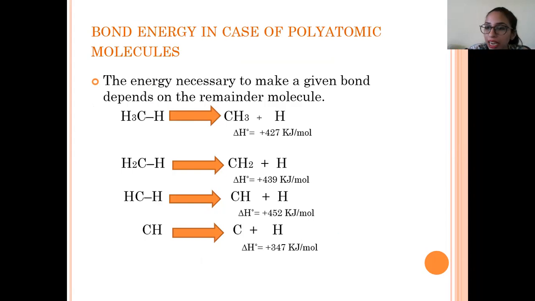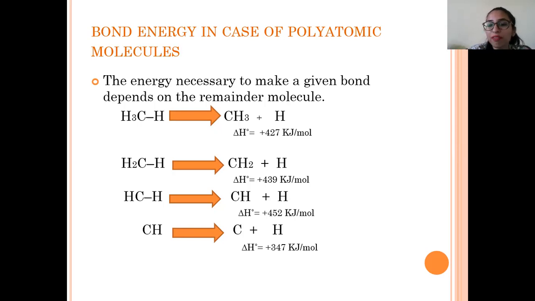Next is again methyl. From the methyl, I need to break one more hydrogen. It produces CH2 plus H positive. Again, I need to have 439 kilojoule per mole energy. Again, CH2 will break down to form CH plus H, that is methylene.